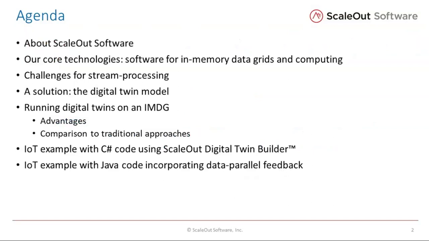We're going to talk a little bit about some of the challenges for stream processing today with an example in e-commerce, and then talk about how the digital twin model addresses these challenges in a very elegant and powerful way. And we'll look at how digital twins can be run using in-memory data grids, again, software technology running on a cluster of commodity servers or in the cloud, and some of the advantages of this approach.